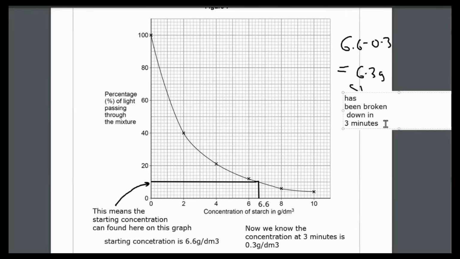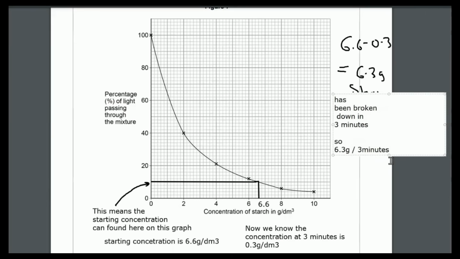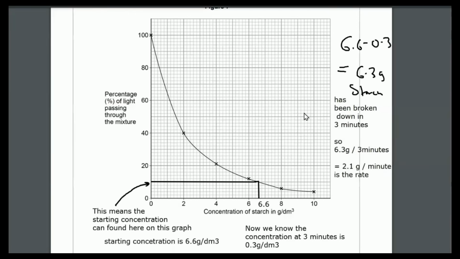Now, when we calculate rate, we want the volume, the amount, the distance, whatever you're measuring, over time. So we're going to do 6.3 grams, which was broken down over the 3 minutes. 6.3 divided by 3 minutes. We find that there was 6.3 grams per decimeter broken down over 3 minutes, and 6.3 divided by 3 is 2.1. So 2.1 grams per decimeter broken down per minute. So the rate is 2.1 per minute. They gave us the units for the rate, so we didn't need to worry about that. And that would get you all 4 marks. But this was a particularly hard question and definitely the hardest in the paper. So if you were baffled by this, don't beat yourself up.